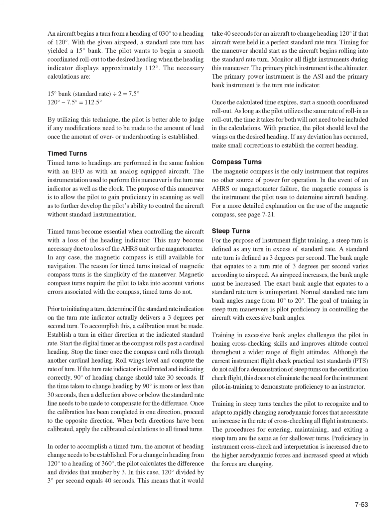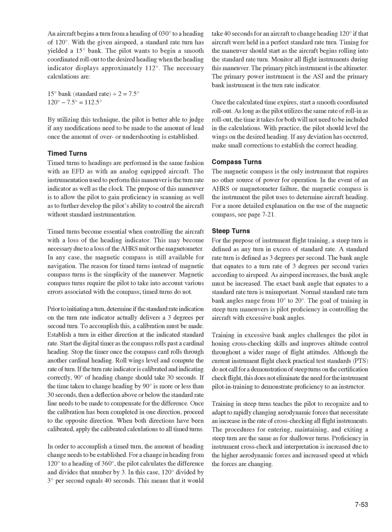If the turn rate indicator is calibrated and indicating correctly, 90 degrees of heading change should take 30 seconds. If the time taken to change heading by 90 degrees is more or less than 30 seconds, then a deflection above or below the standard rate line needs to be made to compensate for the difference. Once the calibration has been completed in one direction, proceed to the opposite direction. When both directions have been calibrated, apply the calibrated calculations to all time turns.